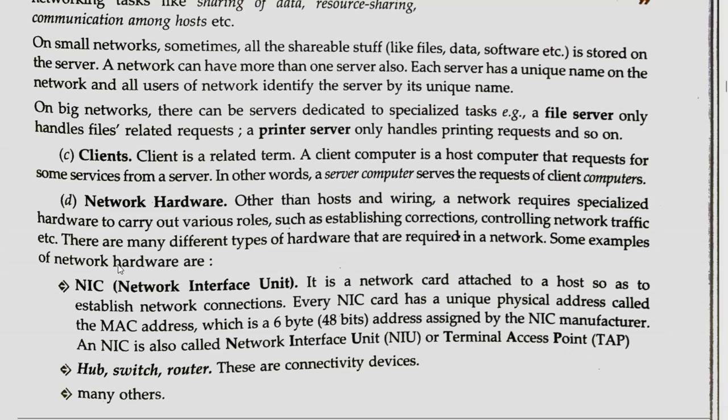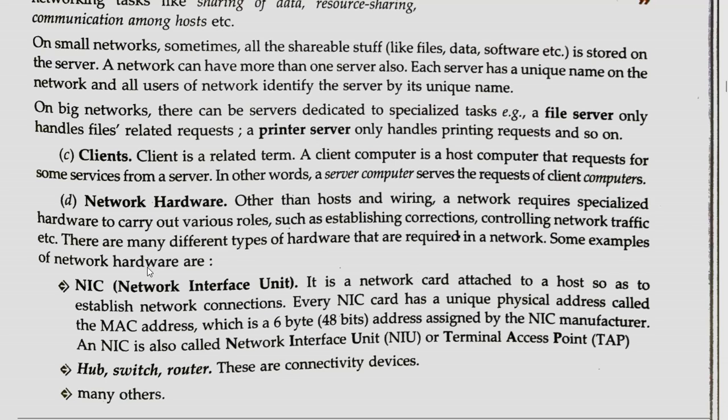Now this is one piece of network hardware. There is a different set of other hardware also, like the hub, switch, or router. These are basically used as connectivity devices, so they are used in the network for connection purposes. There are many other hardware devices that need not be mentioned here because that is a very detailed part. But overall, these things are responsible for the working of a network.